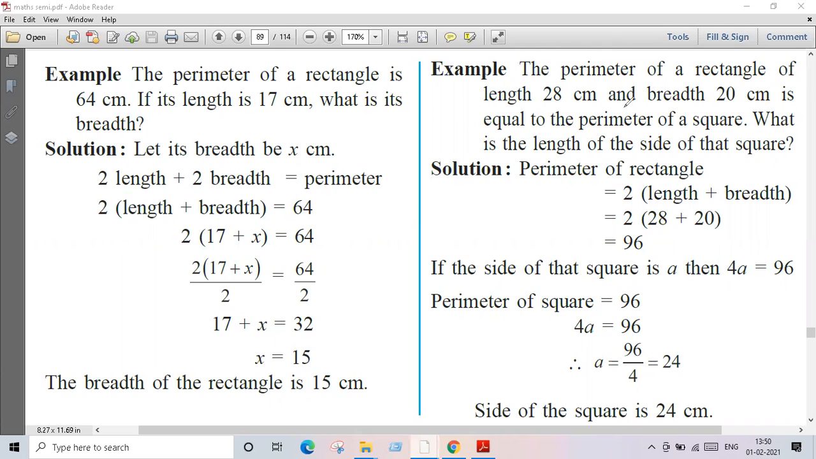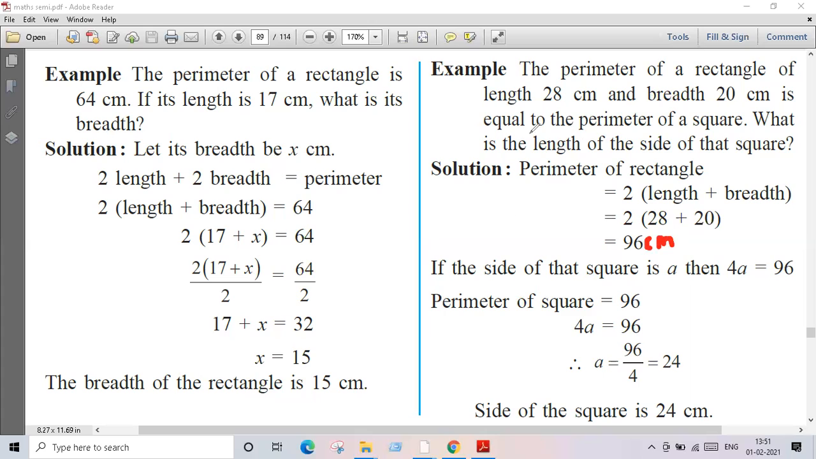Next question बघा. The perimeter of a rectangle of length 28 centimeter and breadth 20 centimeter is equal to the perimeter of a square. What is the length of each side of that square? So length and breadth is given to you. बघा, perimeter of rectangle काढा, किती येणार? 2 into (length plus breadth). That is, 28 is the length, 20 is the breadth. 28 plus 20 झाले 48. 48 into 2, 48 multiplied by 2 is equal to 96. So 96 centimeter is what? It is the perimeter of the rectangle.